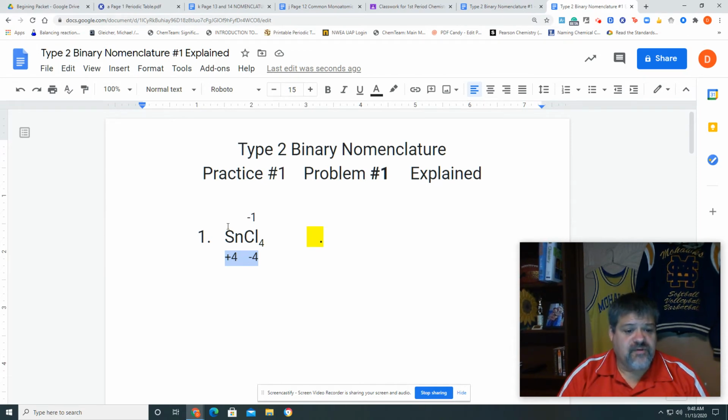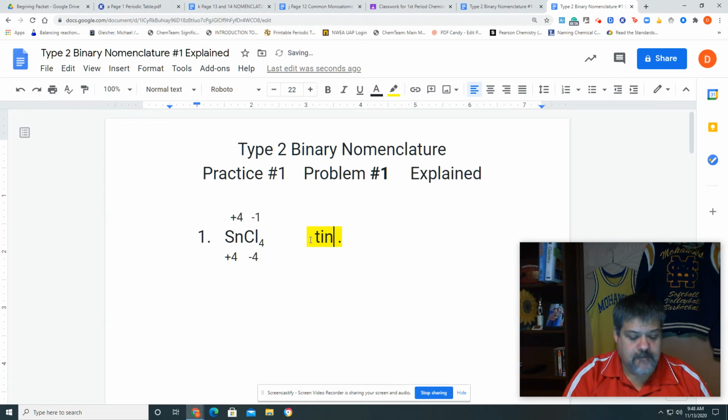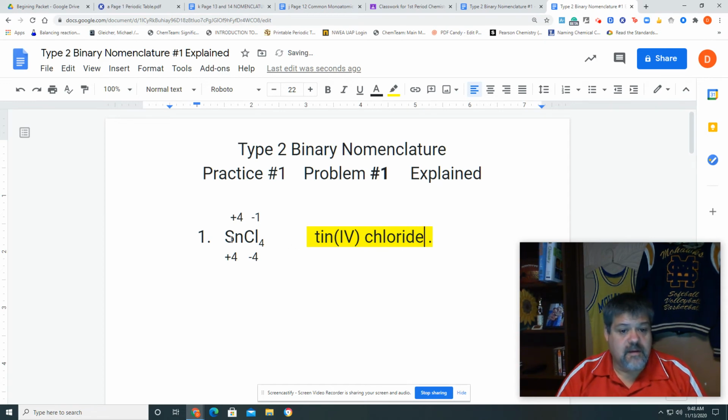So how do we figure out the charge of tin? Well, how many tins are there? There's 1. And if I take the total charge divided by 1, I end up here with a +4. So my charge for tin is +4. Now remember, this number is going to have to be in a Roman numeral when we write it out. So we're going to write out tin, Sn, and then we're going to put it in parentheses, Roman numeral 4. That's the Roman numeral 4, not the number 4. And then we're going to change chlorine to chloride. And there is the name for this compound, which is a type 2 binary compound.